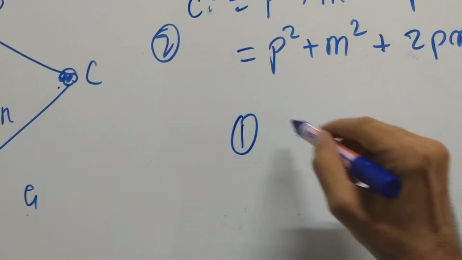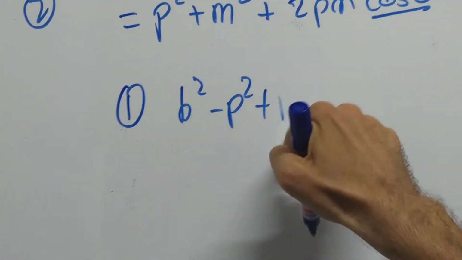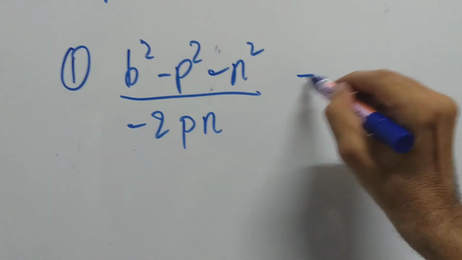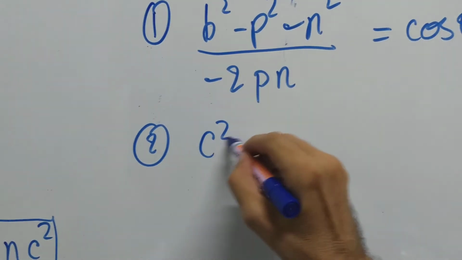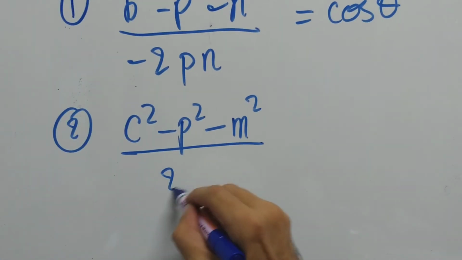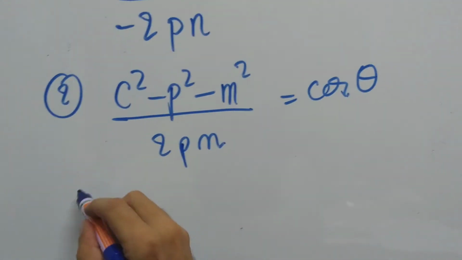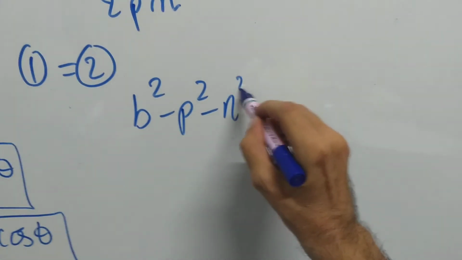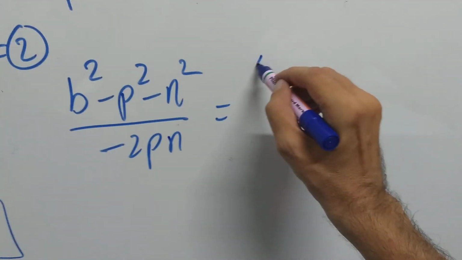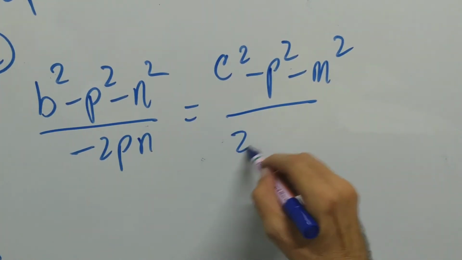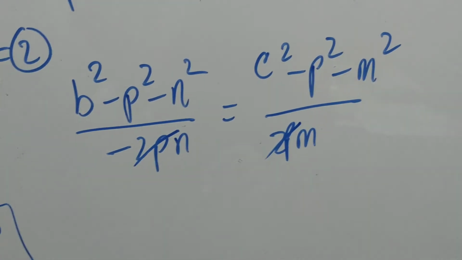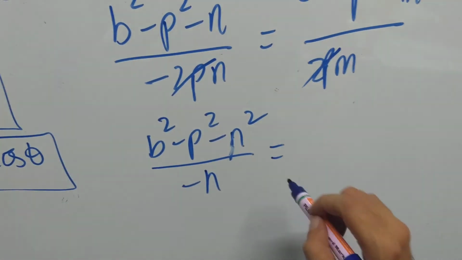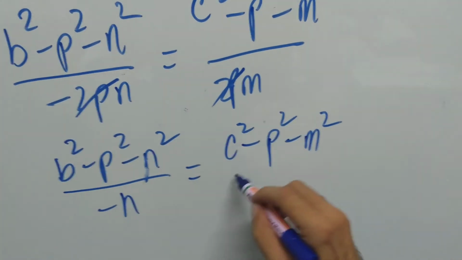Okay, so let's do that. From equation 1, I have b squared minus p squared minus n squared divided by minus 2pn equals cos theta. And from equation 2, I have c squared minus p squared minus m squared divided by 2pm equals cos theta. So I say equation 1 equals equation 2, and I get this thing. b squared minus p squared minus n squared divided by minus 2pn is equal to c squared minus p squared minus m squared over 2pm. Now I can cancel out this, and I'm left with b squared minus p squared minus n squared over minus n equals c squared minus p squared minus m squared over plus m.